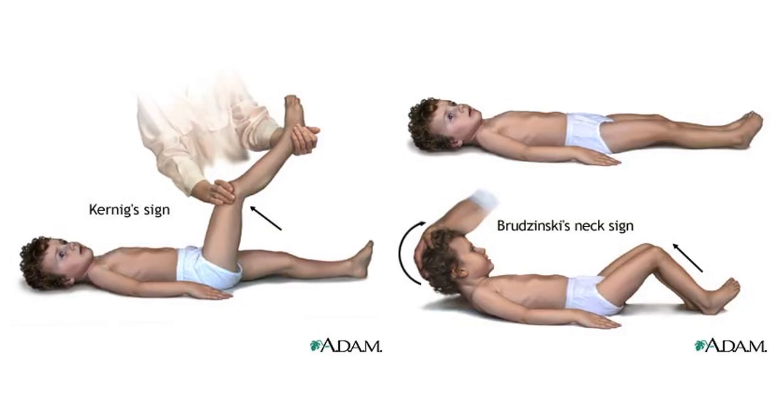Whereas with Brudzinski's sign, again, they're lying supine, and then you slowly flex the neck passively, and a positive sign would be flexion of the hip and knee. And again, that is trying to compensate for that stretching of the meninges that you're doing at the neck by trying to relieve that stretching by flexing the legs.